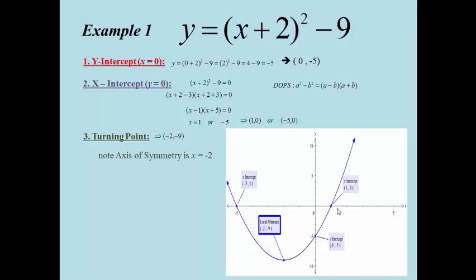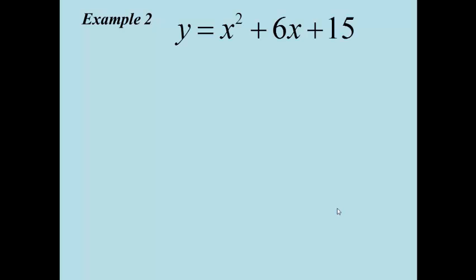Alright, we'll move on to example 2 now. In example 2, we're asked to sketch the graph of y equals x squared plus 6x plus 15. This is in the expanded form, there's no brackets involved, it's not the turning point form, it's one of our trinomials. So we still go through the same procedures. We'll get the y-intercept first, put x equals 0 in the rule, so 0 squared plus 6 times 0 plus 15, so 0, 0 plus 15, which is 15.